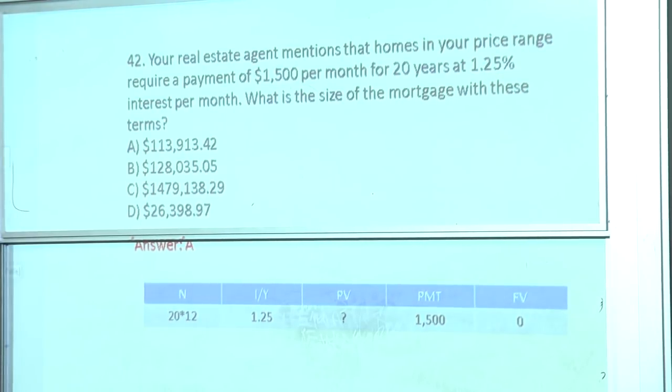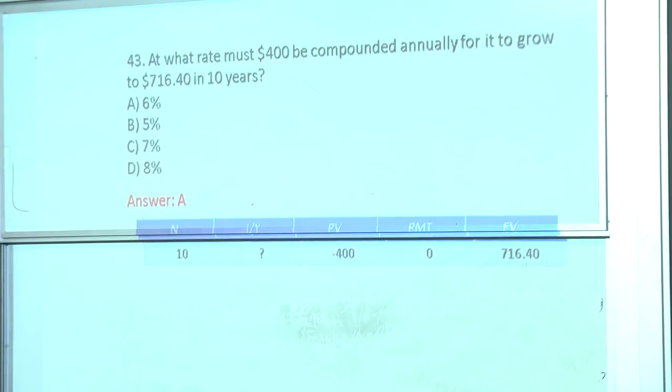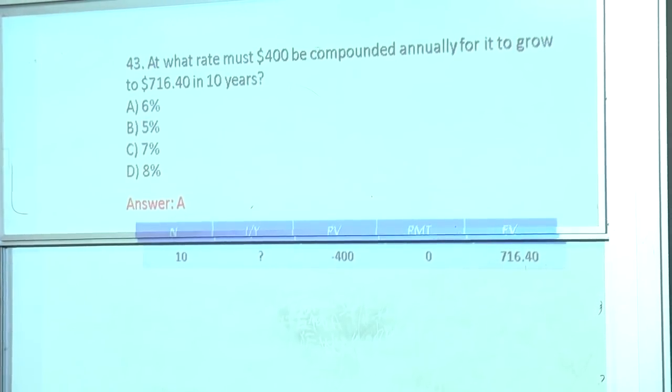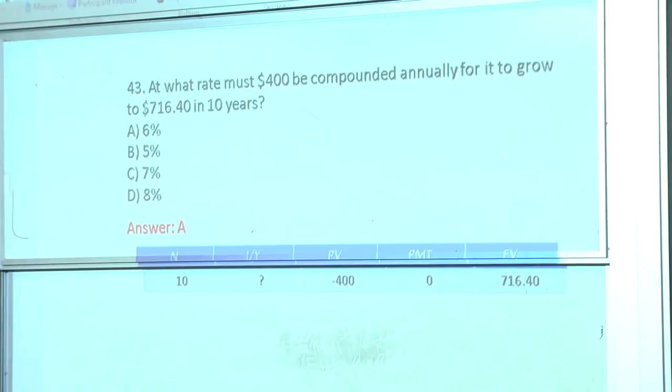Okay, next one. At what rate must $500 be compounded annually for it to grow to this amount in 10 years, right? Okay, so $400 is the present value and $700 is the future value. For 10 years, there's no periodic or recurring payments in between. Calculate for interest rate, okay? So we are just calculating for different variables in these questions, okay?